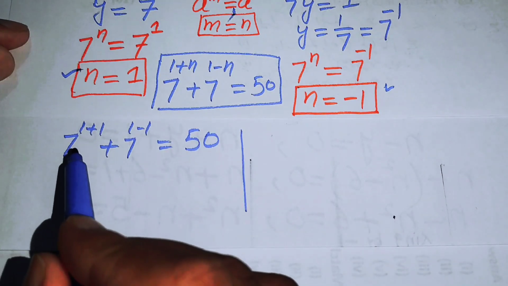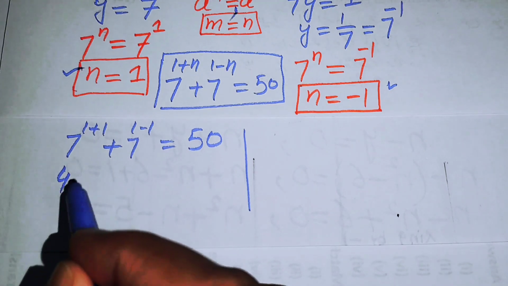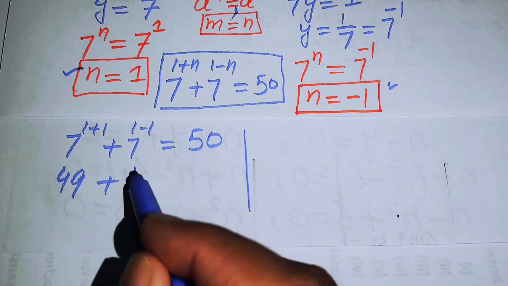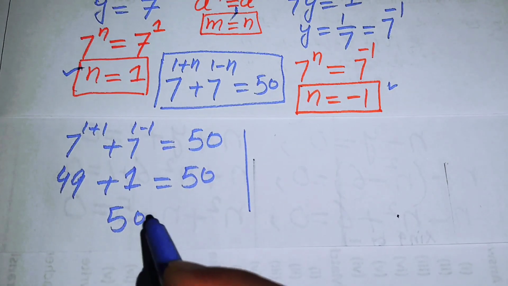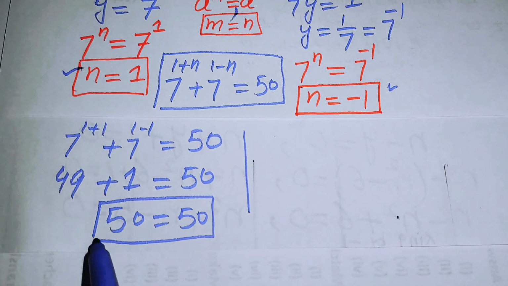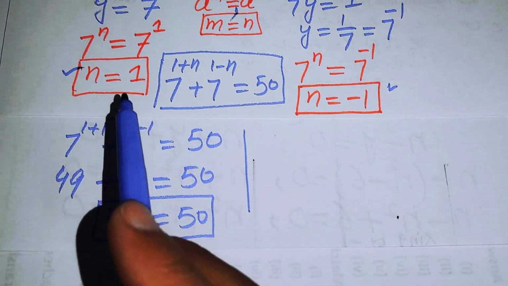And here you have 7 to the power of 2, and 7 to the power of 2 equals 49. And here you have 7 to the power of 0 and it equals 1, and this whole equals 50. So here you have 50 equals 50. So this shows that n equals 1 satisfies the given question, so n equals 1 is a solution.